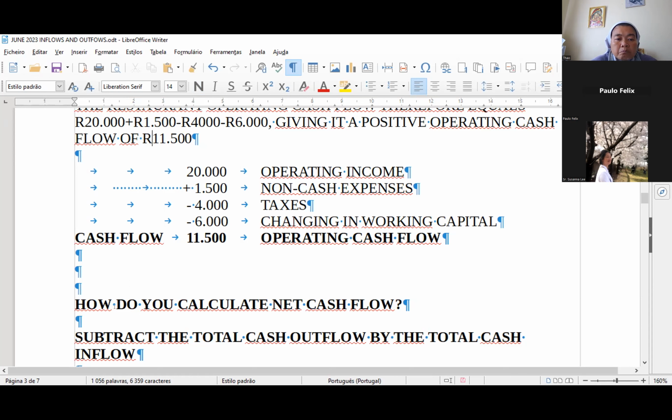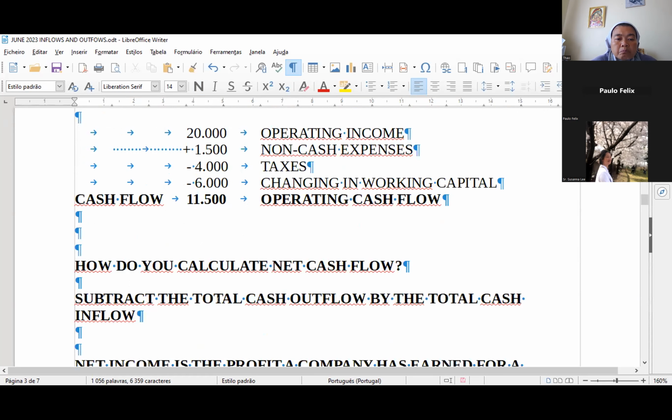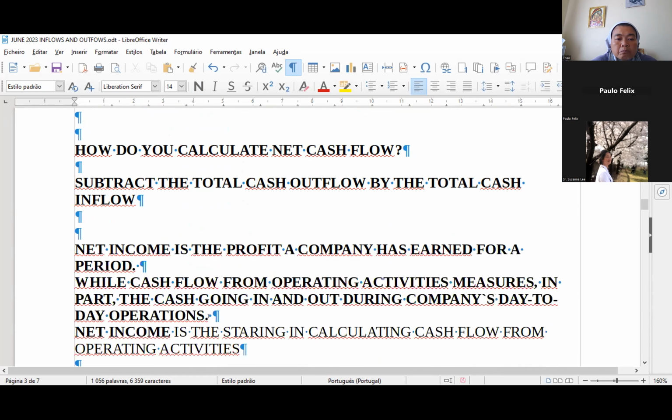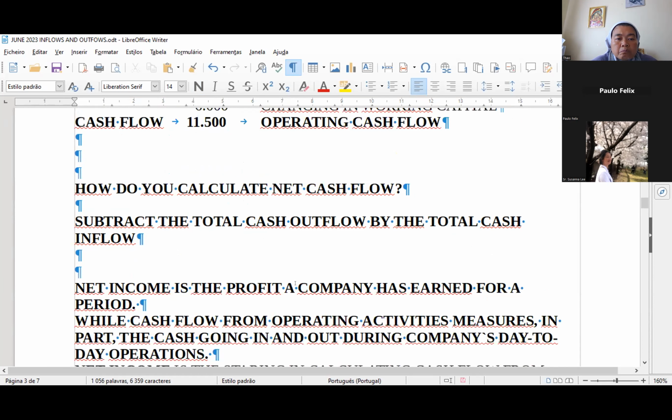Now, how do you calculate net cash flow? Subtract total cash outflow from total cash inflow. And net income is the profit a company has earned for a period. You can do it weekly, monthly, or quarterly, depending on the average time, but it is also good to begin at least with weekly.